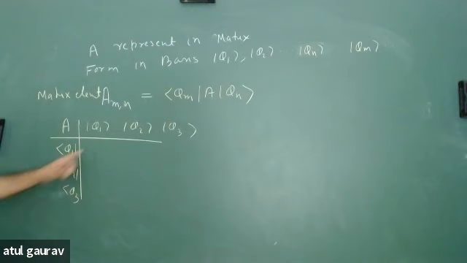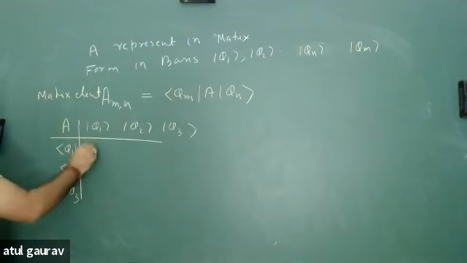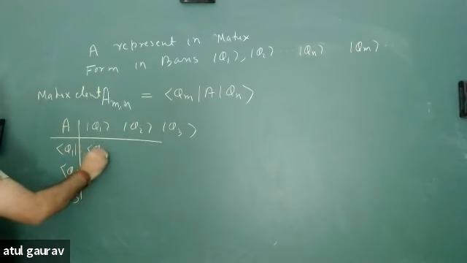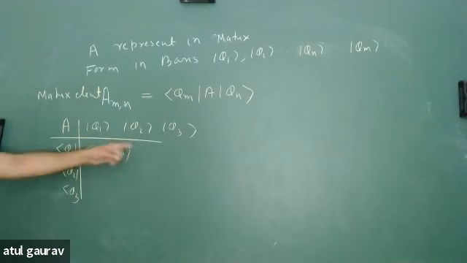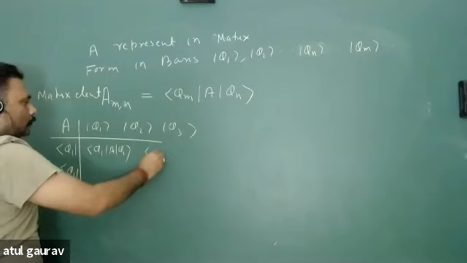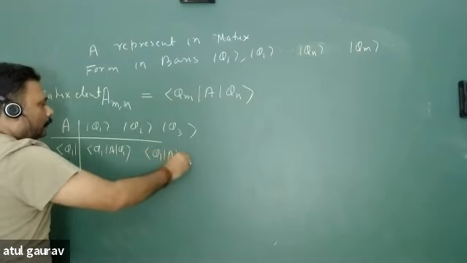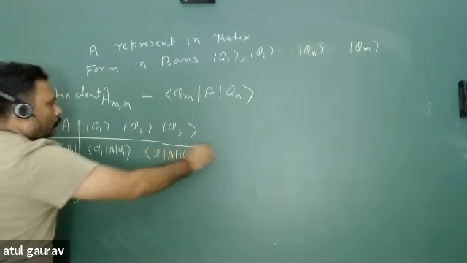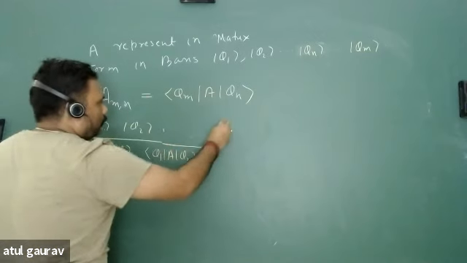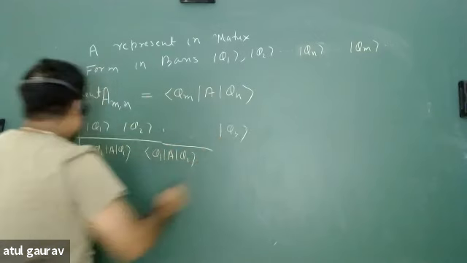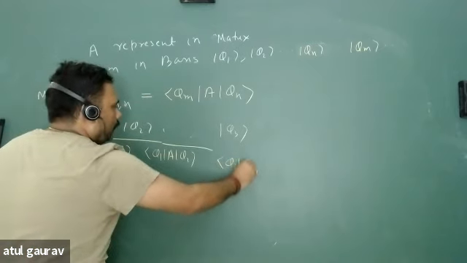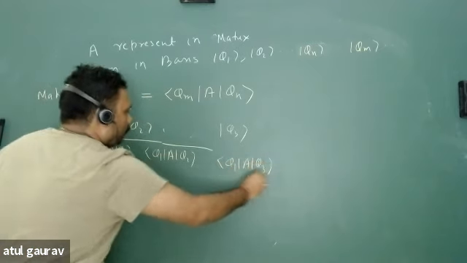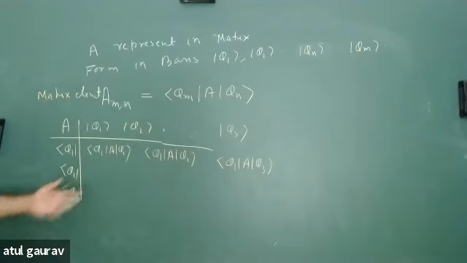So what will be this element? This element is <phi 1|A|phi 1>. This number is <phi 1|A|phi 2>. And the last one in this row is <phi 1|A|phi 3>. Similarly, you can write each and every number.